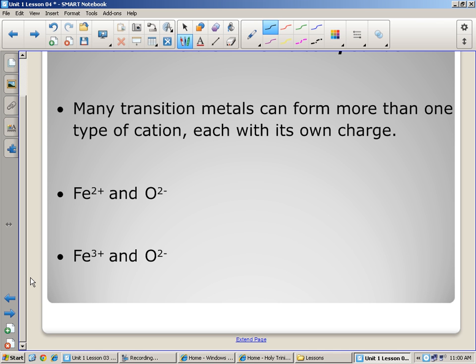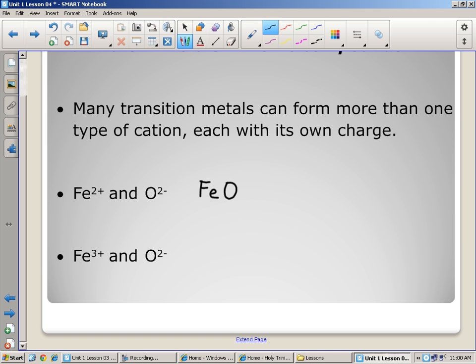Nickel has more than one charge. Iron has more than one charge. So you have to represent that accurately. You can't just say it's iron oxide because I don't know which one you're talking about. So iron 2 plus, oxide 2 minus. We're going to write out the formula for that. 2 plus, 2 minus.